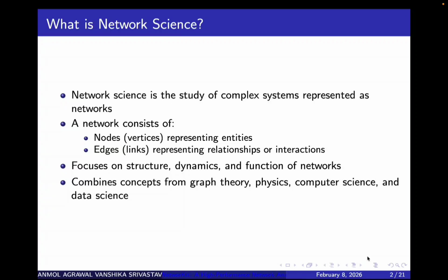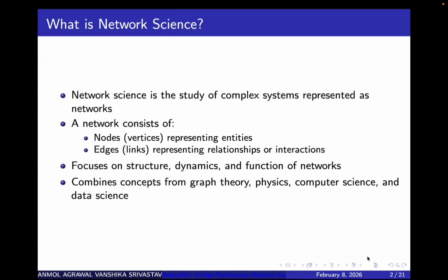So, what is network science? Network science is the study of complex systems represented as networks. In simple terms, a network consists of nodes, which represent entities such as people, computers, or proteins; and edges, which represent relationships or interactions between them.